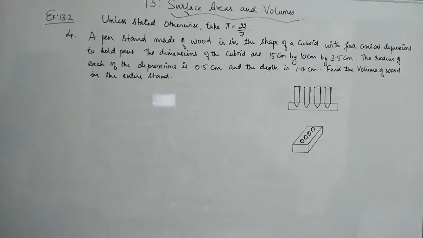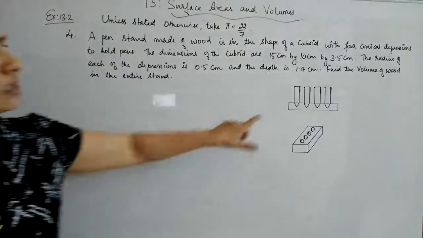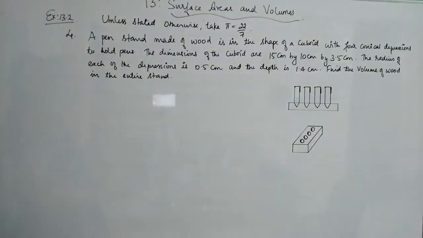Question number 4 is, a pen stand made of wood is in the shape of a cuboid with 4 conical depressions to hold pens. The dimensions of the cuboid are 15 cm by 10 cm by 3.5 cm. The radius of each of the depressions is 0.5 cm and the depth is 1.4 cm. Find the volume of wood in the entire stand. So this is the given stand where you can place 4 pens. This depression will be in conical shape. You have 4 depressions in the stand, and you have to find the total wood used.